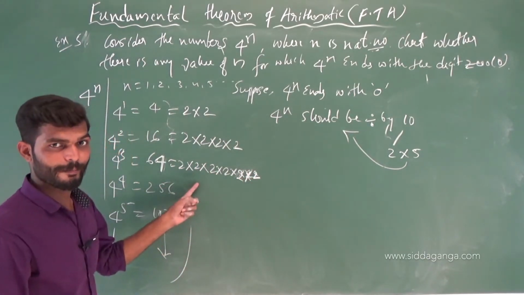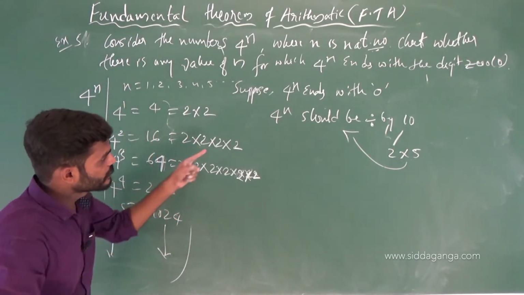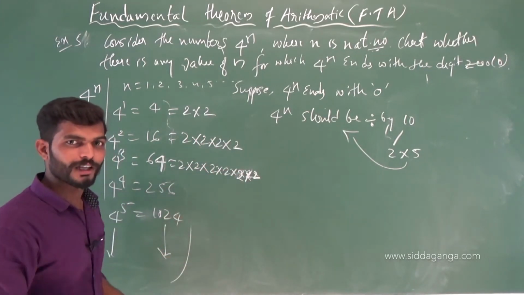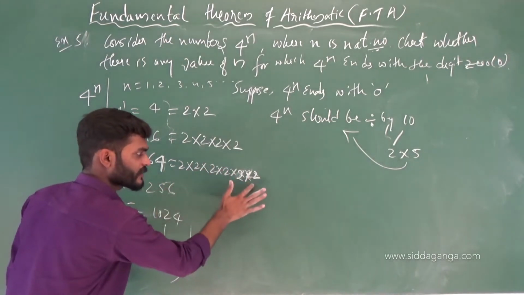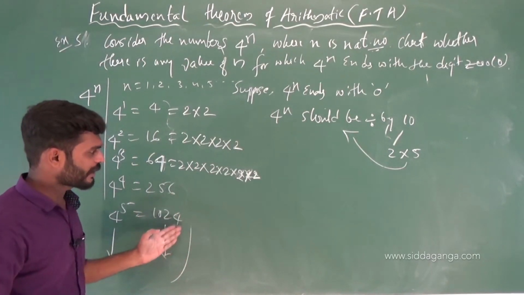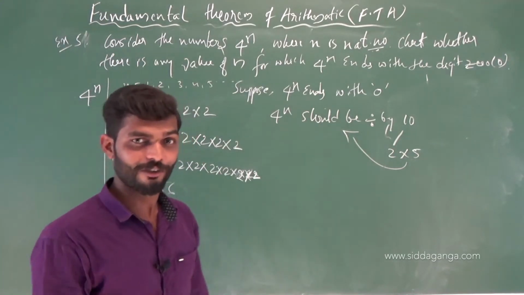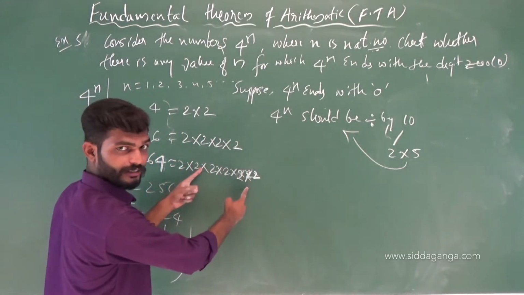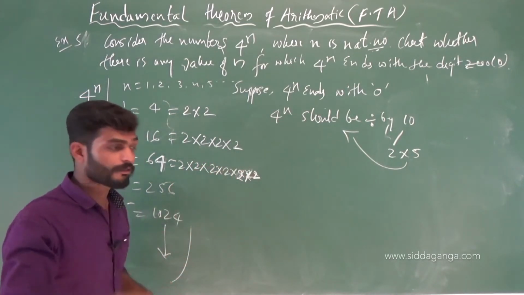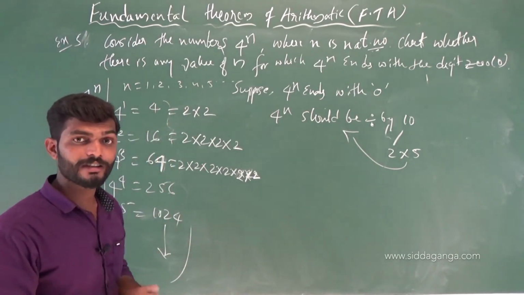Now tell me, in the prime factorization of all these 4n numbers, is there any 5 here? 2 is the only prime number which comes in the prime factorization of 4n numbers. They do not have 5 here. All of them contain only 2 2 2, there is no chance of 5 coming there. Therefore, in that expression, no 5 will be there, indicating what? 5 cannot divide any 4n number.